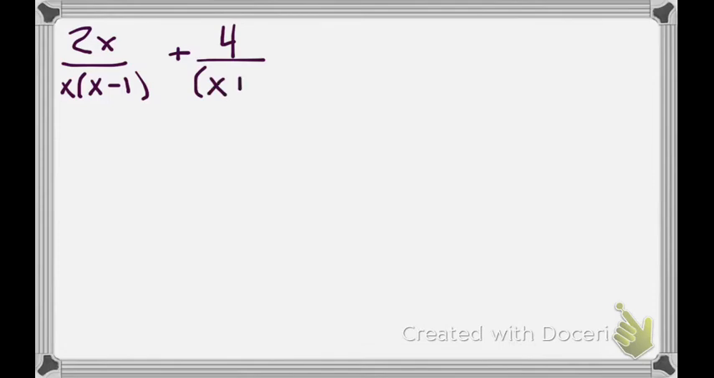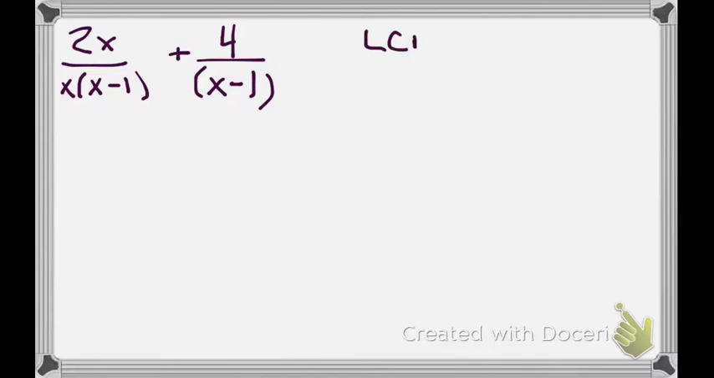So if we do something like this one, we have 2x over x and x minus 1, being added with, say, 4x over x minus 1. When we look at this, we say, okay, is everything factored? Yep, we're ready to get into looking for our LCD.